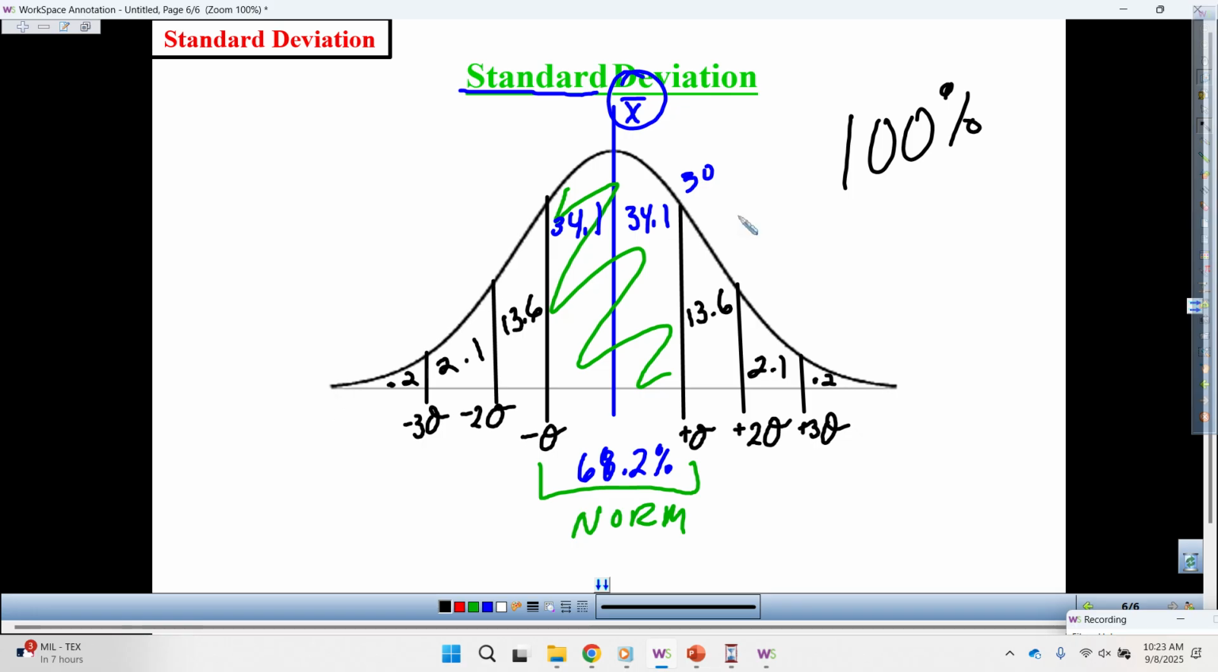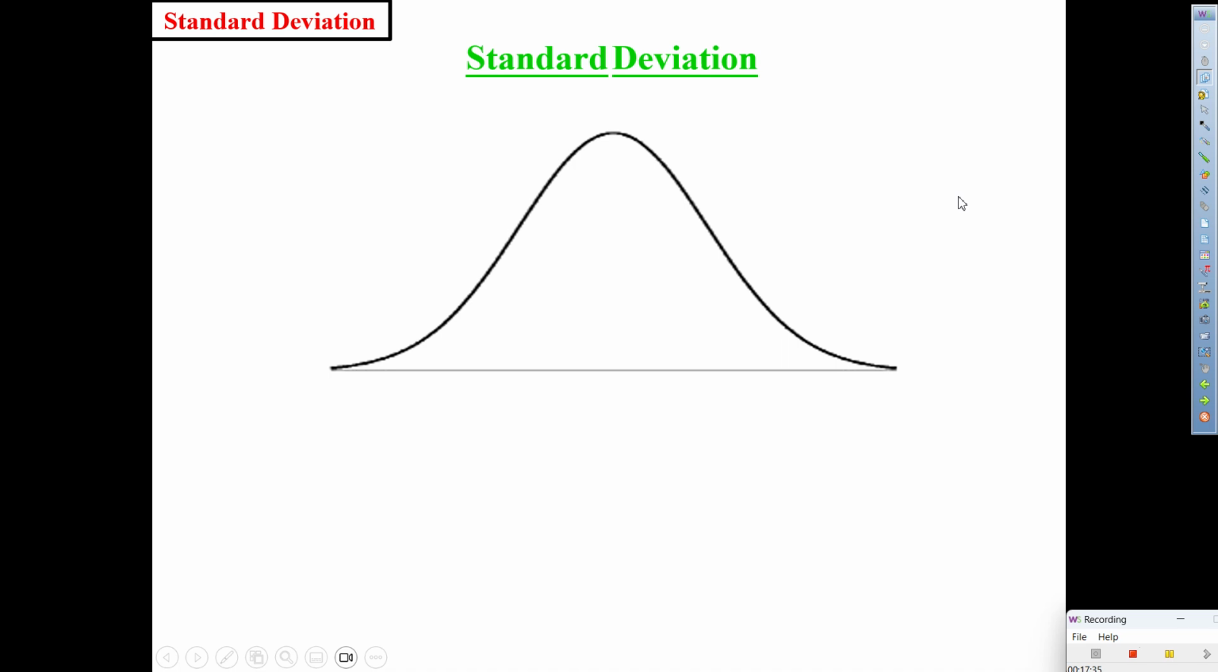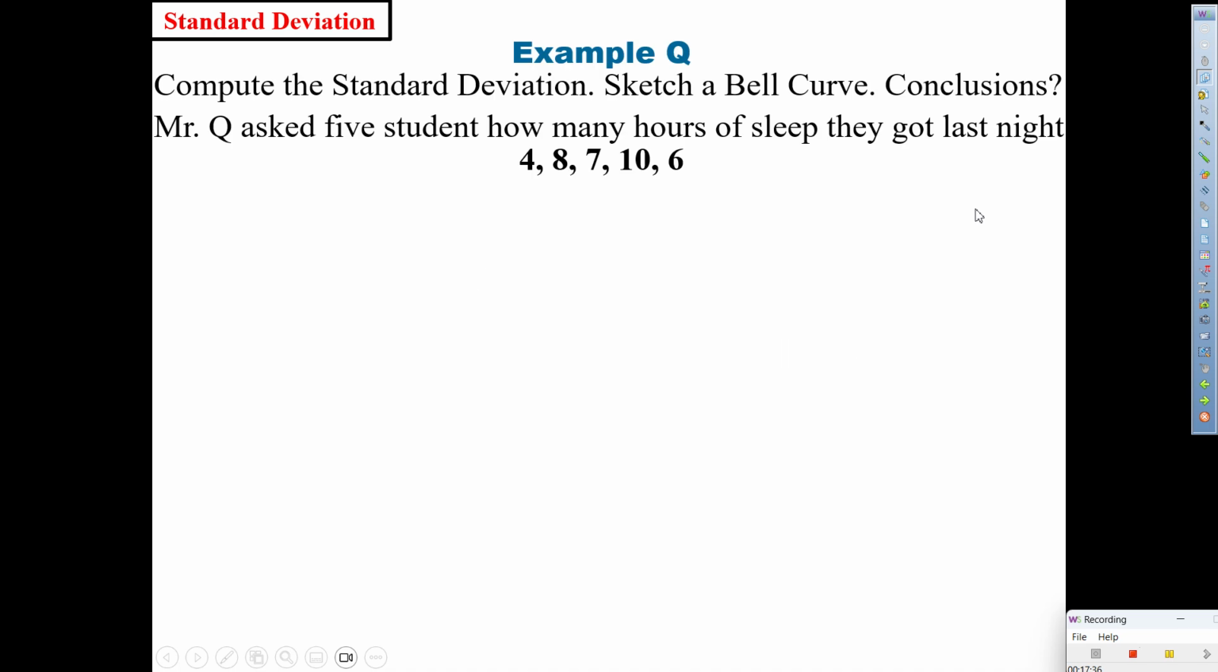All right? So, with that said, example Q. Write this down, please, underneath. Yeah, you still have space. Example Q reads, compute the standard deviation, sketch a bell curve, and conclusions. And it reads, Mr. Q asked 5 students how many hours of sleep they got last night. 4, 8, 7, 10, and 6. I'm going to give you 2 minutes so you can copy the whole thing. You do need the whole problem as an example.